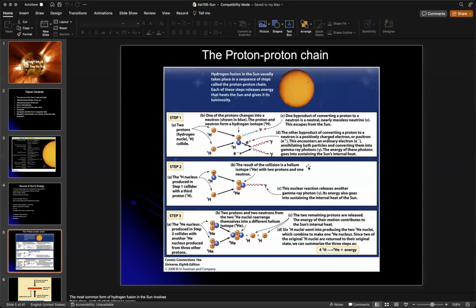This is a more detailed step-by-step explanation of the process through which this combination of hydrogen nuclei into helium nucleus happens. It is called proton-proton chain. So there's so much hydrogen in the plasma of the sun, and that hydrogen atom is basically a proton and an electron. And then when it gets ionized, it loses its electrons. So hydrogen nuclei are basically protons.